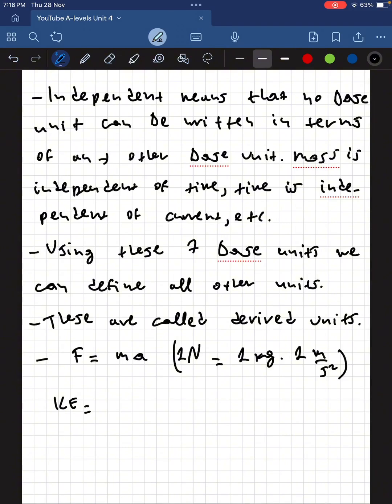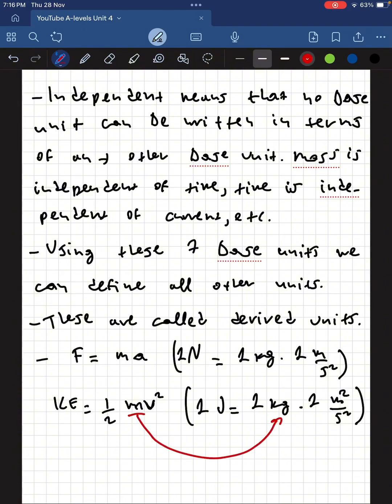So for example, kinetic energy is 1/2 mv squared, and 1 joule is 1 kilogram times 1 meter squared over second squared, which you can see from here. So mass is in kilograms and velocity is in meters per second. So velocity squared is meter squared per second squared. So the joule and the newton are derived units.